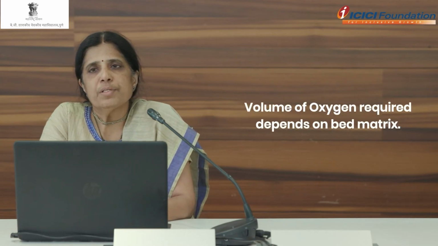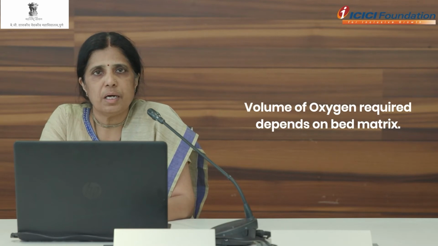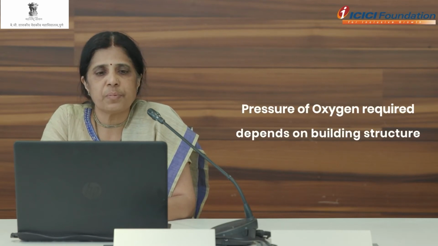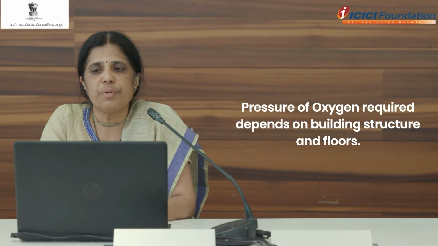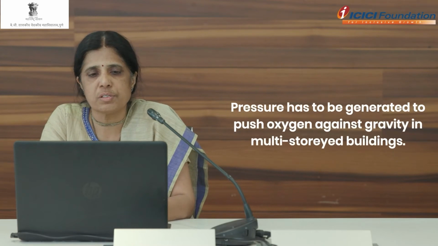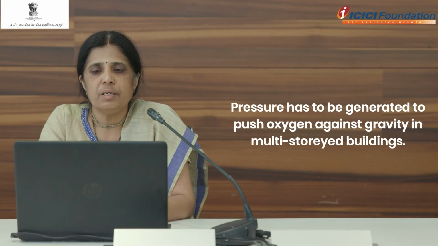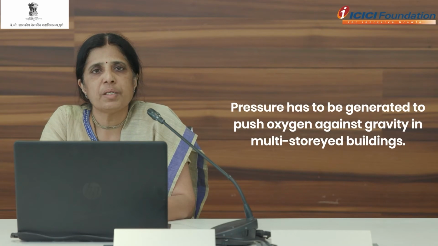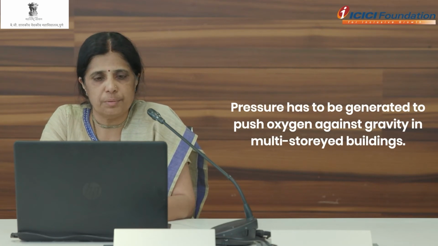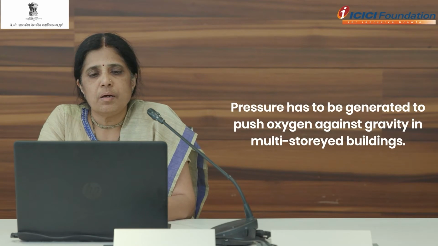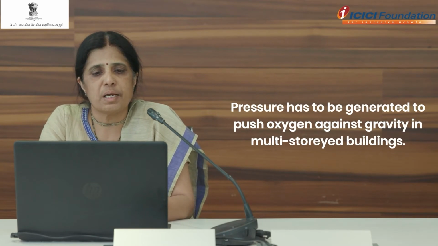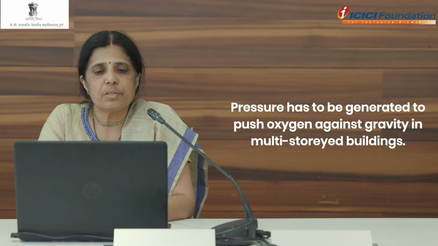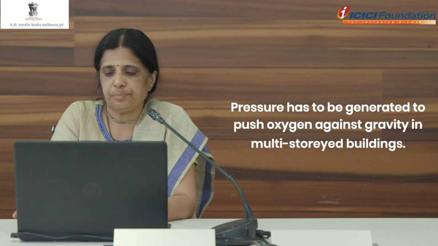The volume of oxygen required depends on the bed matrix. This is a very important aspect in this oxygen supply system. The pressure of oxygen required depends on building structure and floors, and this pressure has to be generated to push oxygen against gravity in a multi-storied building. We in Sassoon have an 11-storied building which is dedicated only for COVID right now. So the oxygen pressure required to push oxygen against gravity is very important. It is advisable to plan high oxygen demand setups like ICUs at lower floors, not higher floors.